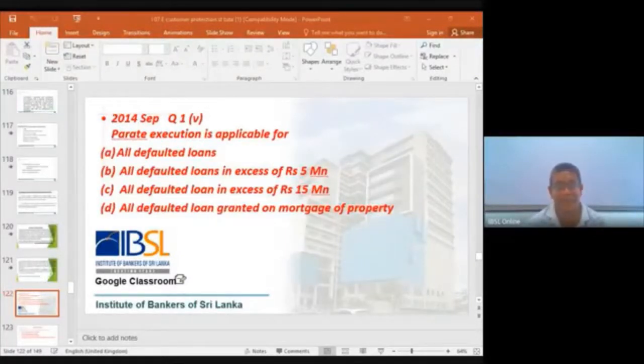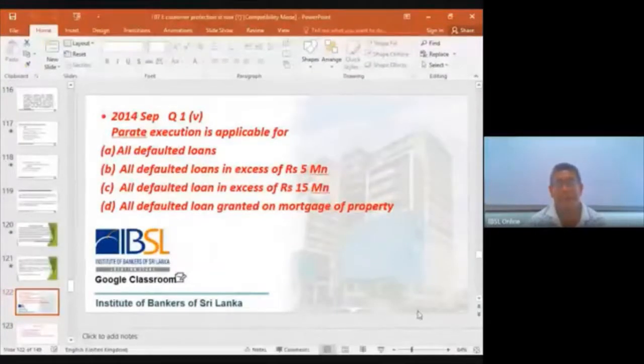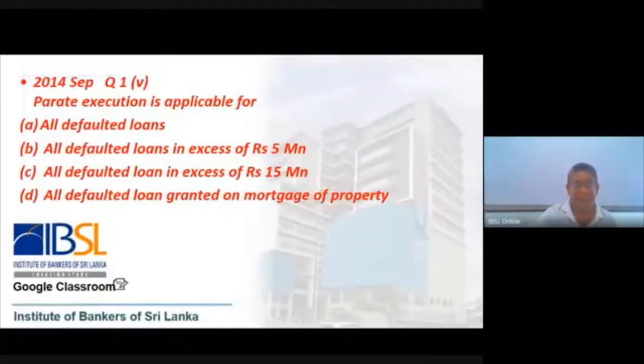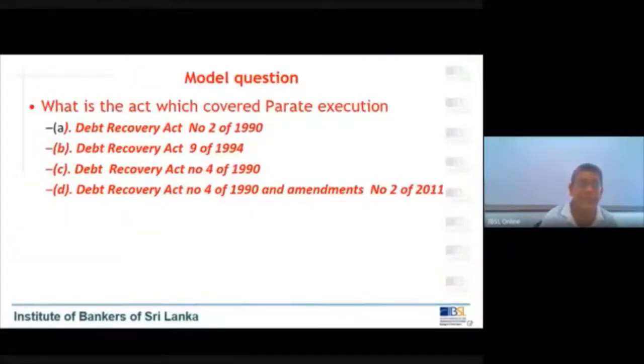Okay, so you have given me answer B, right? Correct answer is answer B. Now, what may be the answer for this? What is the act which covered priority execution? It's a model answer. This type of question may be asked from your legal paper, but sometimes they can ask on this. What is the act famously called priority execution?